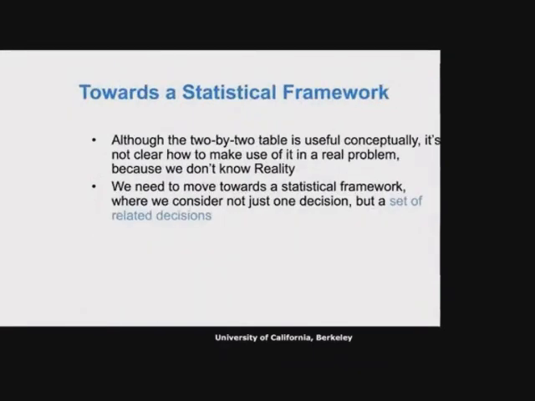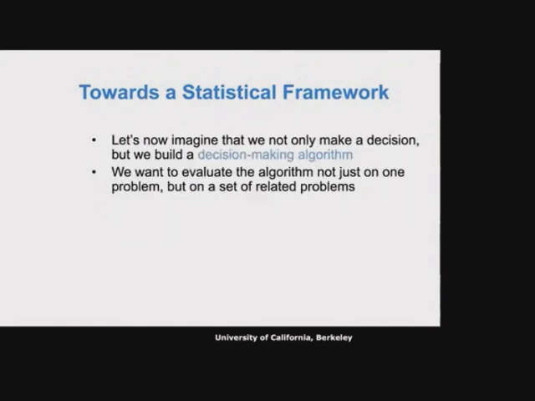Now, that was just a little picture of a decision-making problem, one time. In real life, it's pretty rare that there's just one one-time decision. There are usually many decisions that are somehow grouped together, maybe a group of people, or maybe one person making the decision over and over again. We often have data that's not just one data point, but lots of data. So we start to move towards a set of related decisions, and not just one decision but a decision rule. We're going to have an algorithm that makes decisions, and we want to evaluate the algorithm, not just on one problem, but on a whole set of related problems.